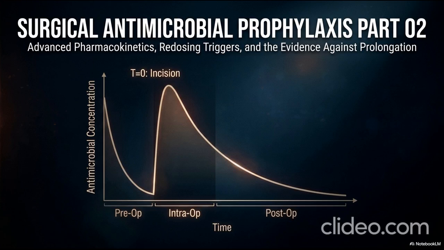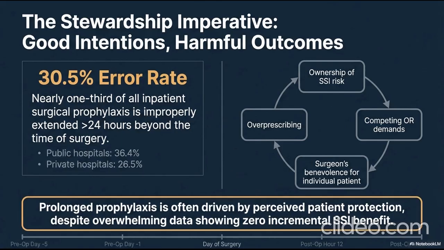Slide 2. The stewardship imperative and global error rates. We must first confront the data. Nearly one-third of all inpatient surgical prophylaxis is improperly extended beyond the 24-hour mark. This error rate is even higher in public institutions, reaching over 36%. Often, this is driven by what we call the surgeon's benevolence, a well-intentioned but misguided desire to protect the individual patient from every possible risk. However, we now know that these good intentions lead to harmful outcomes by decoupling our practice from evidence-based guidelines.